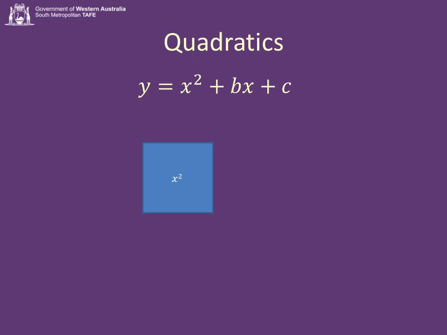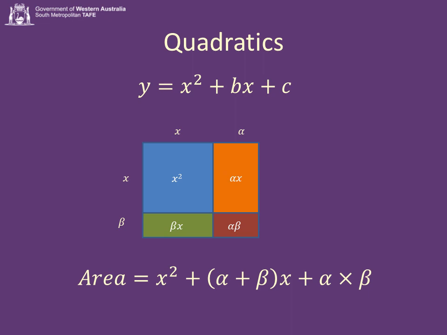So, the area then is, I have a square, which is x by x, which is an area x squared. One of the wings, which is alpha x, so that's x plus alpha on the top. One of the wings, which is beta x, so it's x plus beta on the side. And then of course that little bit down the bottom, which is alpha beta. That's the area. The other way of writing it, of course, is area is the top, which is x plus alpha, times the side, which is x plus beta.